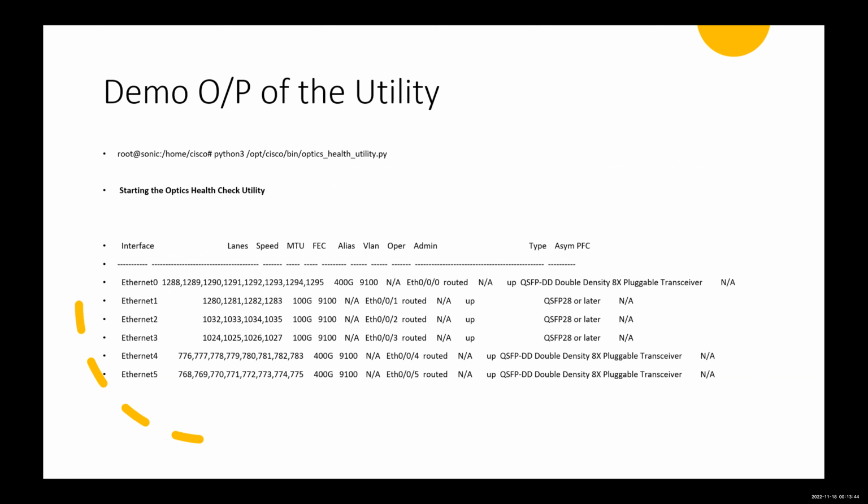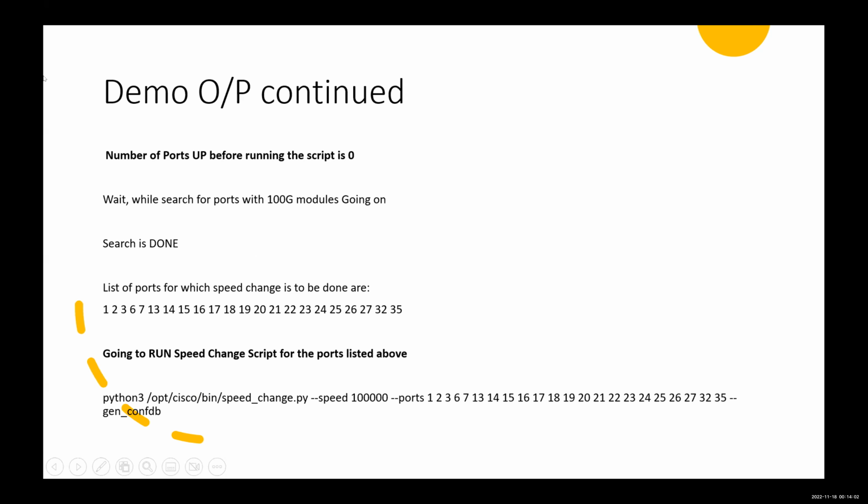For example, we have done a reimage and this system is fully populated with different kinds of modules with different speeds. We can see that we are starting this optics health check utility. As of now, all the interfaces are operationally down, so the number of up interfaces before running the script is zero.